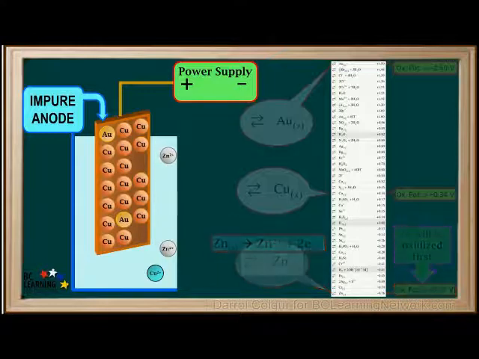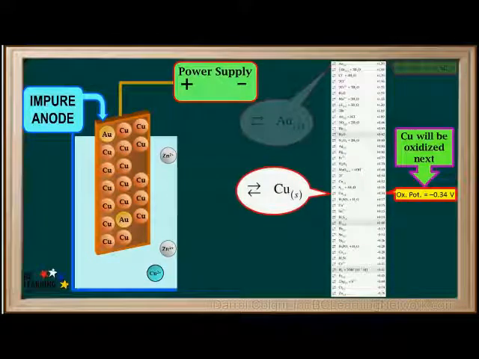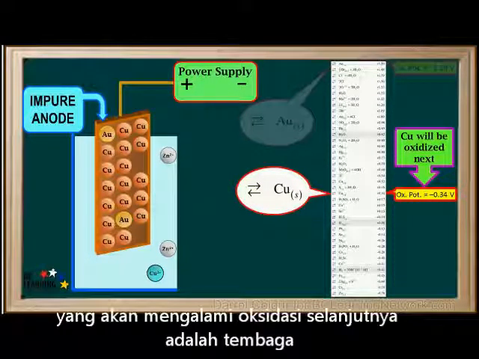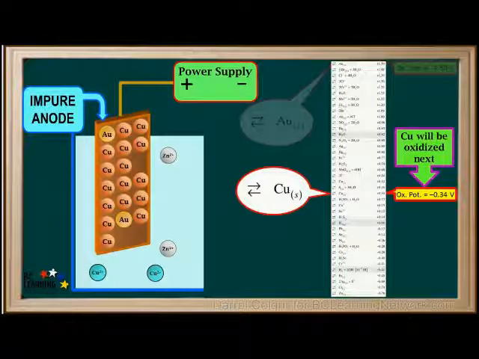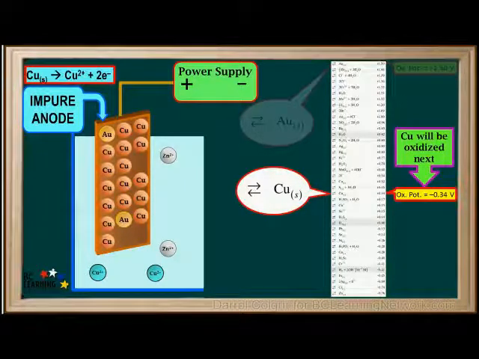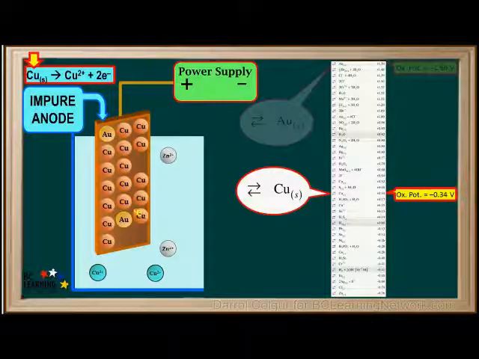This will happen until all the zinc atoms are gone, and zinc no longer remains as an impurity in the impure copper anode. The metal with the next highest oxidation potential is copper, with an oxidation potential of negative 0.34 volts. So a copper atom will be oxidized to a copper 2+ ion, which will leave the electrode and go into the solution. The half reaction for the oxidation of copper atoms at the anode is Cu gives Cu2+ plus 2 electrons. Copper atoms continue to be oxidized into copper 2+ ions and go into the electrolyte solution.